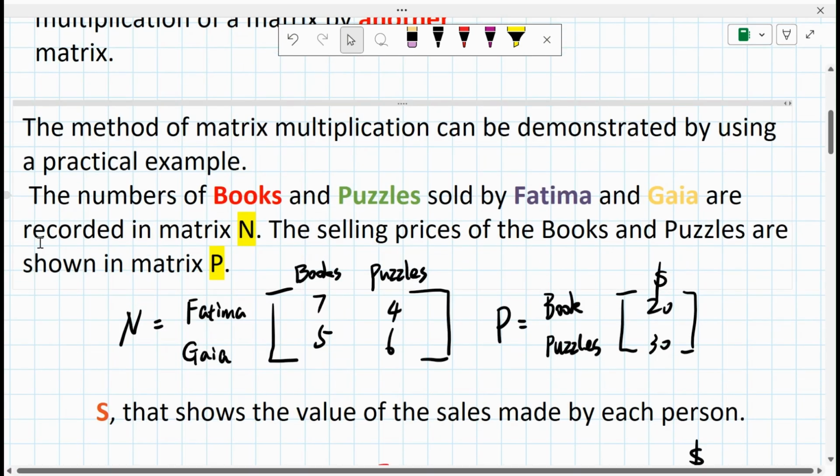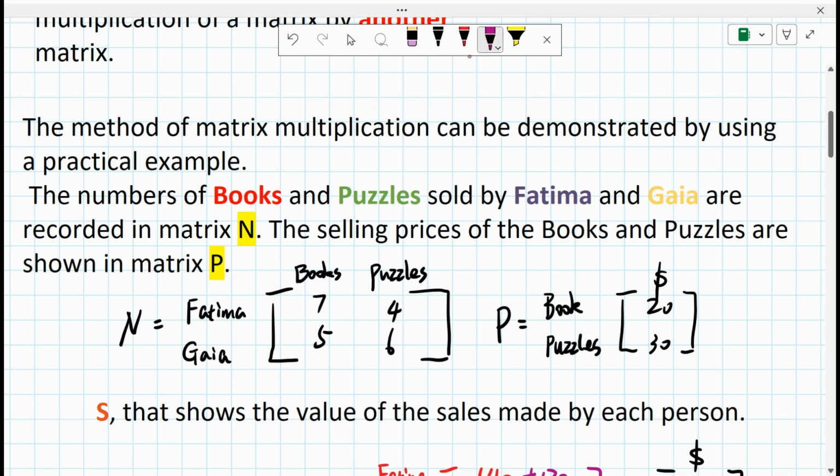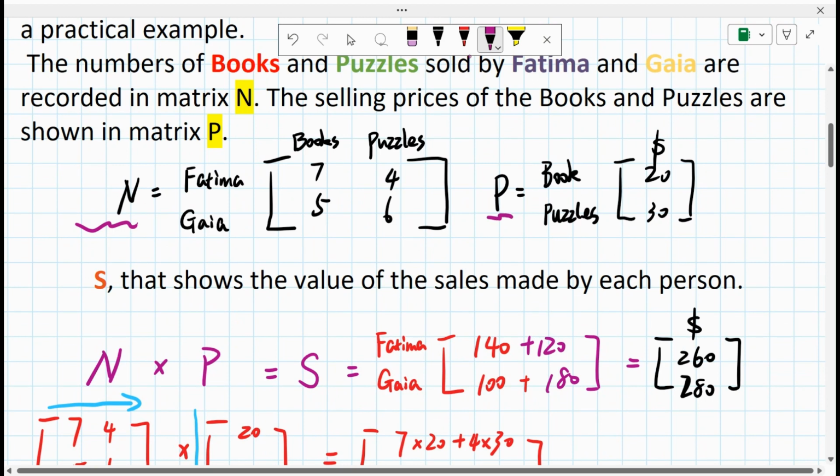The method of matrix multiplication can be demonstrated with an example: the numbers of books and puzzles sold by Fatima and Gianna are recorded by the matrix N. So first, we start with N. The selling prices of the book and puzzle are shown in matrix P. So we can say P is about the money.